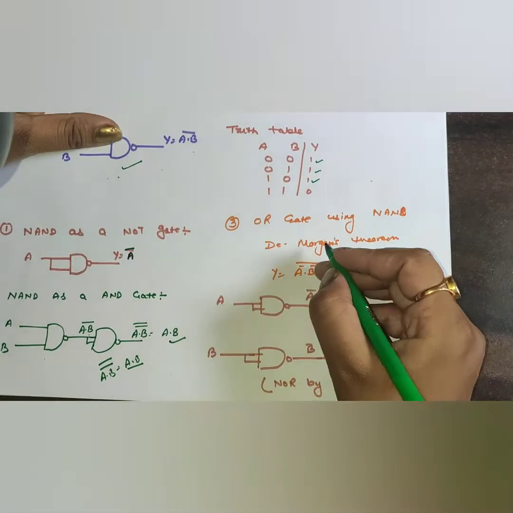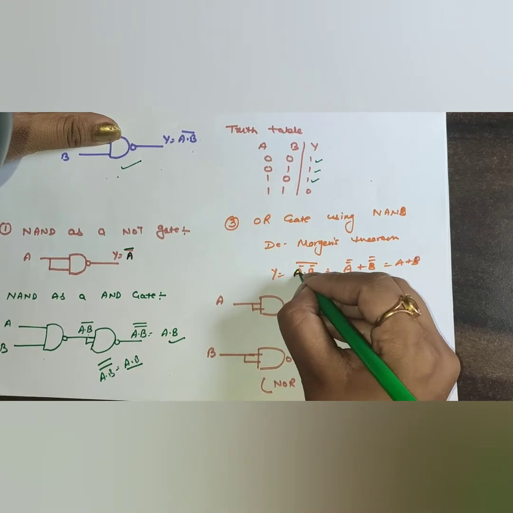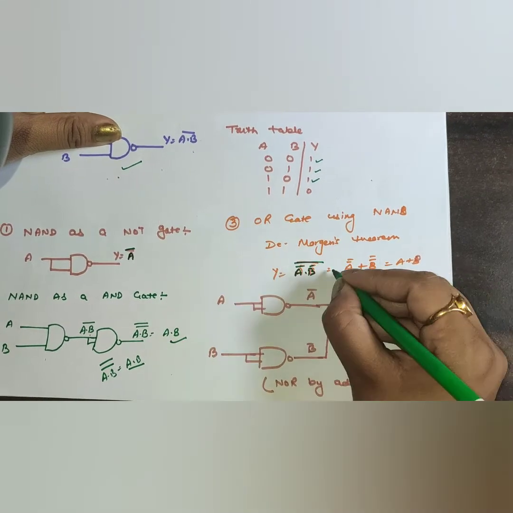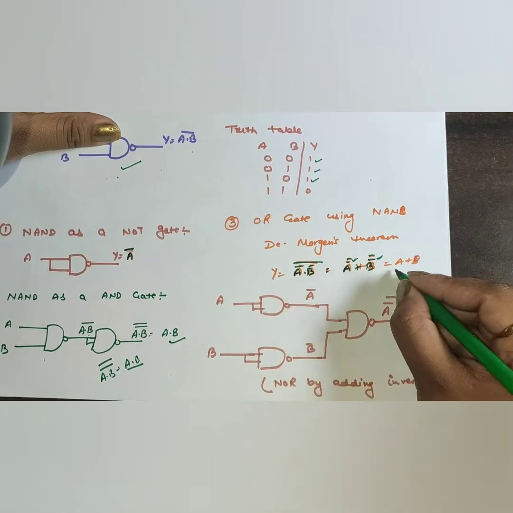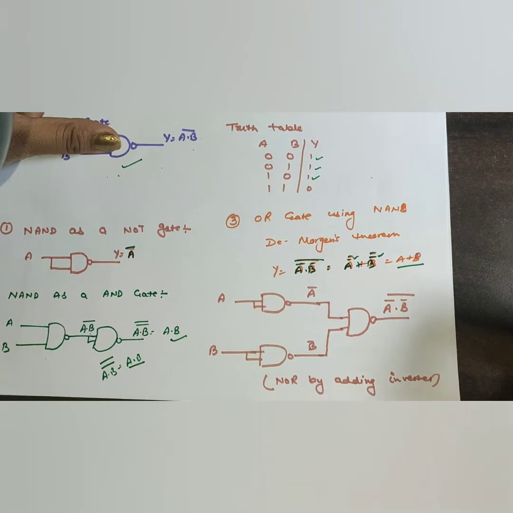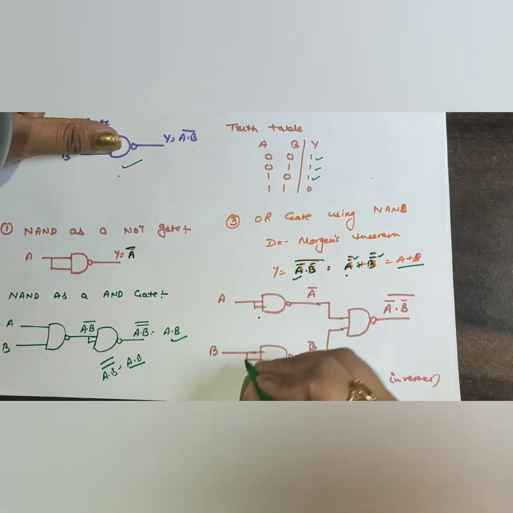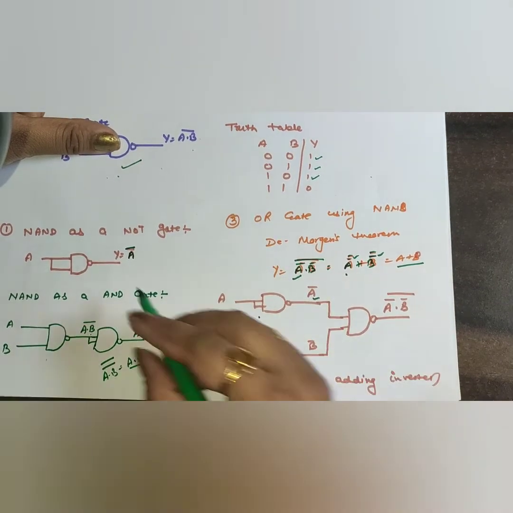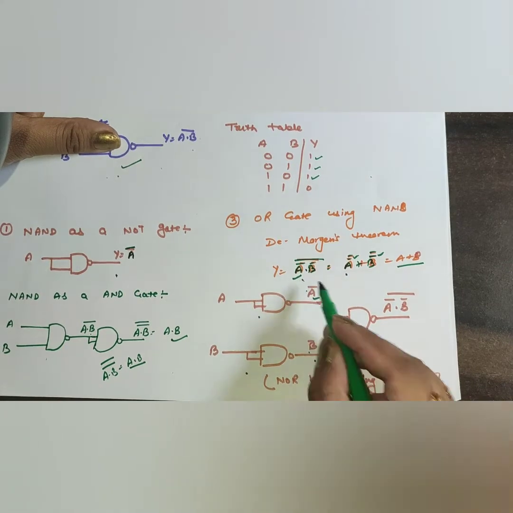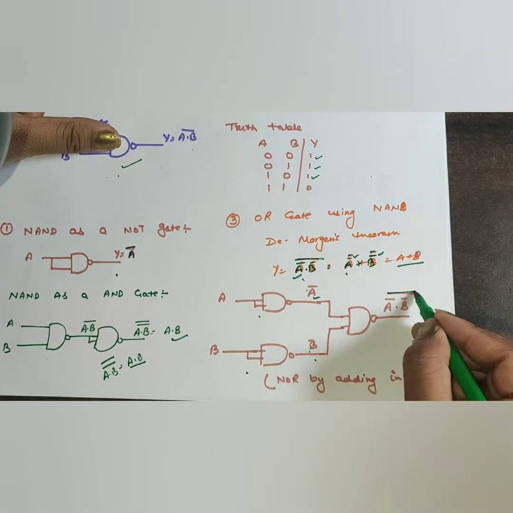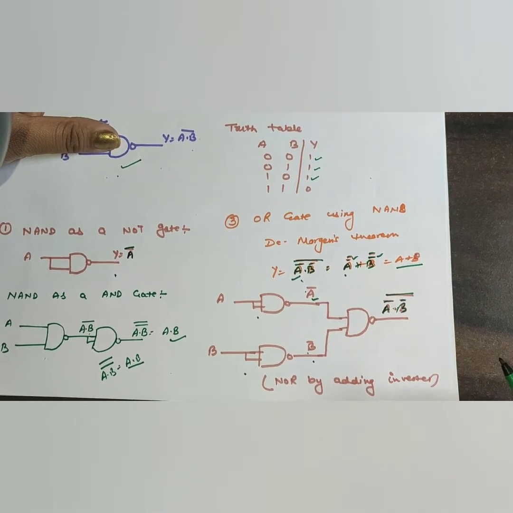Now the NAND gate as an OR gate. By De Morgan's theorem, (A bar dot B bar) whole bar is A double bar plus B double bar, which is eliminated to A plus B. This is simplified in the circuit diagram. A bar and B bar are made using NOT gates. Now A bar and B bar are given to the NAND gate, and this is the equation using a NAND gate.